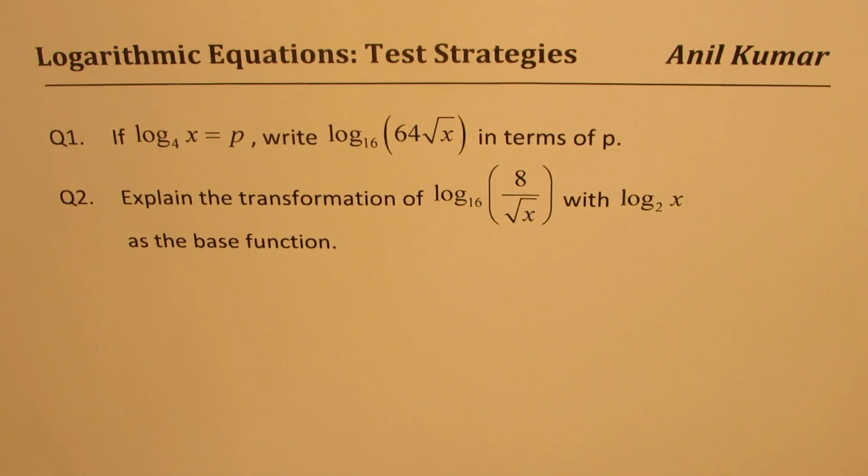Here are two questions from a previous test paper. Question number 1. If log to the base 4 of x is equal to p, write log to the base 16 of 64 square root x in terms of p. Question number 2 is, explain the transformation of log to the base 16 of 8 divided by square root x with log to the base 2 of x as the base function. I would like you to pause the video, answer these questions, and then look into my suggestions.